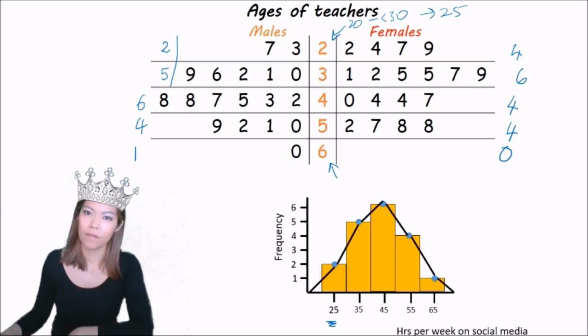And we can do the same for the females where we put the dots in each correct spot, 4, 6, 4, 4, 0.